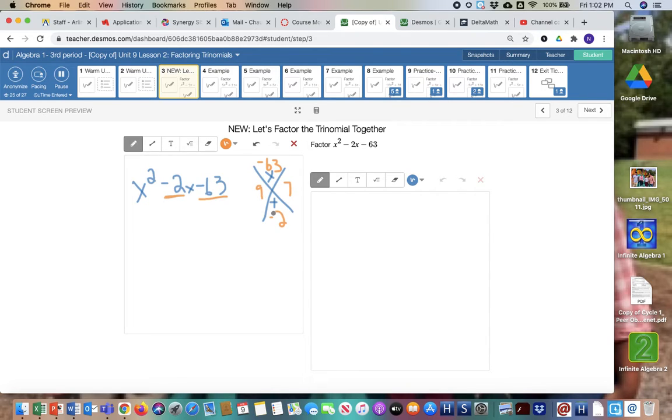So now you just have to figure out which one's positive and which one is negative. In this case, the 9 is going to be negative, and the 7 should be positive because they have to add to a negative number, so the bigger number has to be negative.